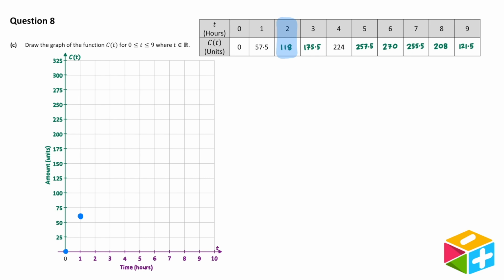In our next pair, t is equal to 2 and C of t is equal to 118. So we go to 2 on our horizontal t-axis and up to 118 on the vertical C of t-axis. This gives us a point over here. We can perform a similar procedure for the rest of the remaining points.